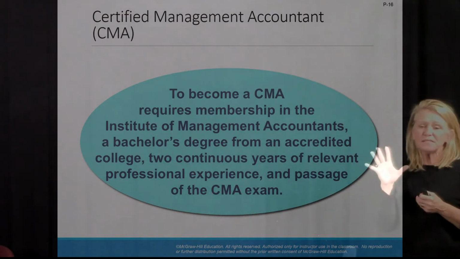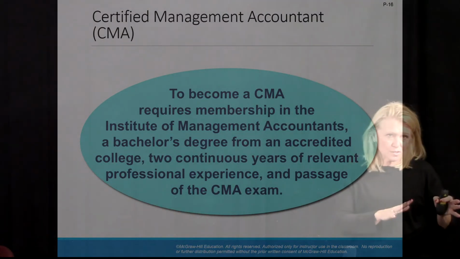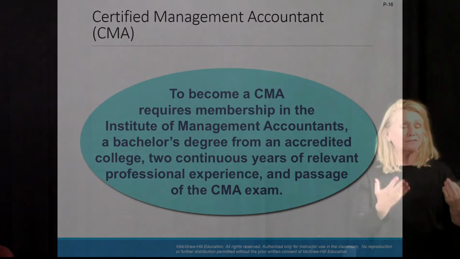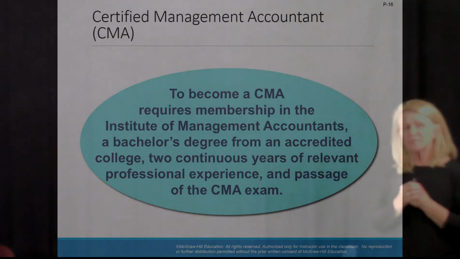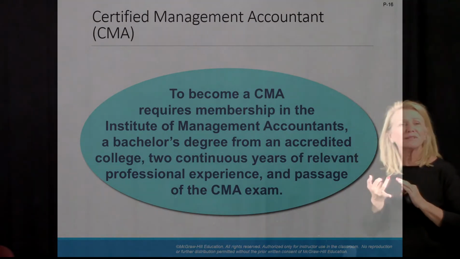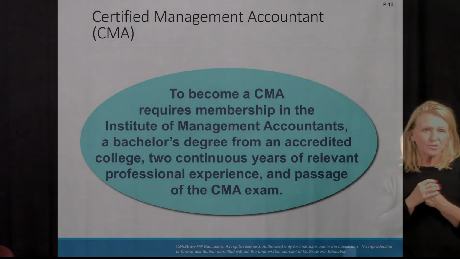Now, both the CPA exam and the CMA exam are difficult. They're meant to be difficult. You have to have a lot of knowledge to do well on them and to pass them. With the CPA exam, you have to have 150 hours of college credit. With the CMA, you only have to have a bachelor's degree.